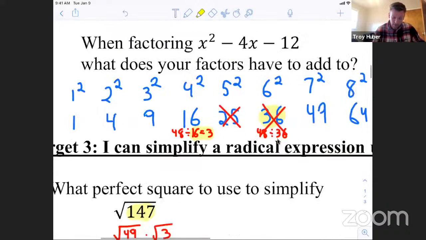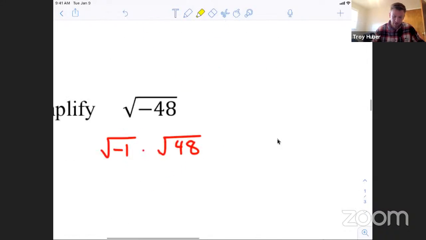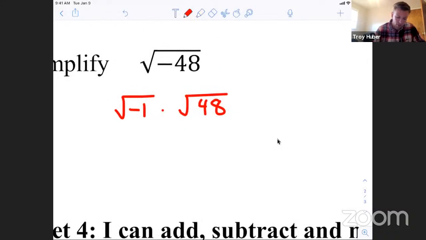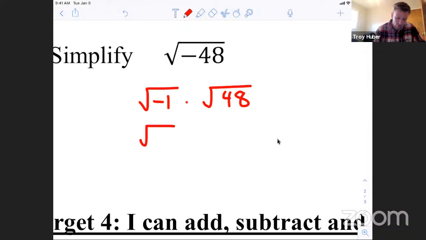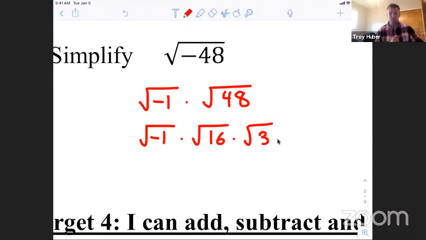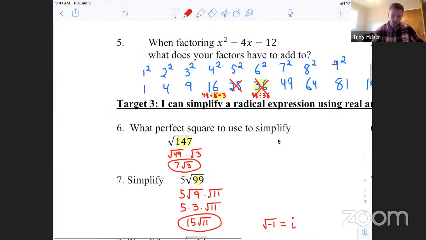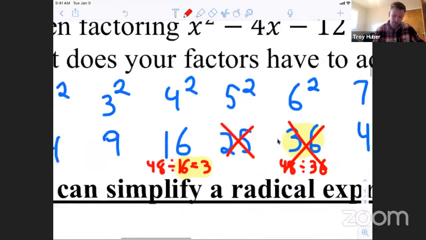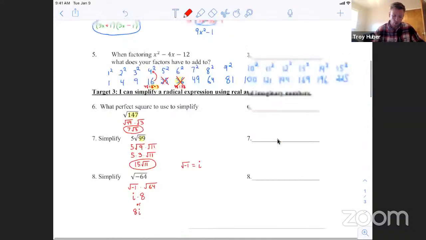So I'm going to come back down here and say, this 48, I'm really going to replace that with 16 times 3. Now, why are we doing this? Why did we replace it with 16 times 3? Well, because we know what the square root of 16 is, because it's a nice perfect square. So I say 16, the square root is 4.